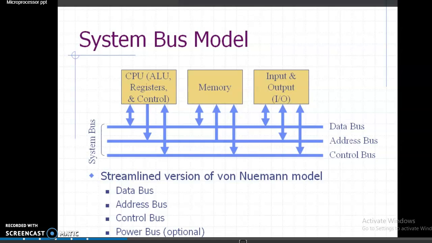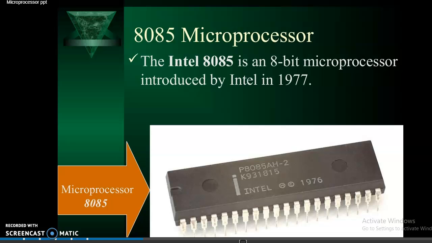There are two types of buses here. One is the system bus, and in the system bus we have data bus, address bus, control bus, and power bus. You can see in detail in my further classes what these are. This is just an introduction only. So this is the system bus. A variety of buses are included: data bus, address bus, control bus, and power bus. Buses are nothing but wires. They carry data from one port to another port. So this is the example of the Intel 8085 microprocessor. This is an 8-bit microprocessor introduced by Intel in 1977.